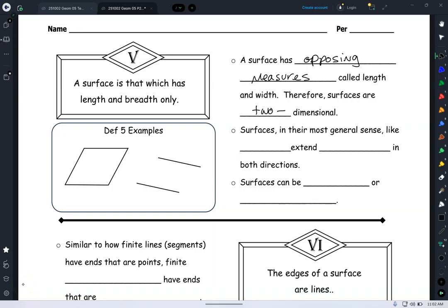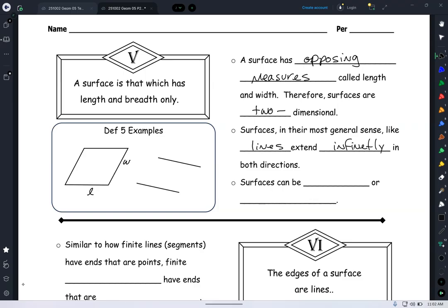Now, as you're drawing these, I'm going to add to this picture and talk through these a little bit. So, as I said, a surface has opposing measures called length and width. So, I'm just going to do a little L down here. I'm going to do a little W over here, length and width. You can see these are opposing because they're not in the same straight line. And so, surfaces, in their most general sense, like lines, extend infinitely.